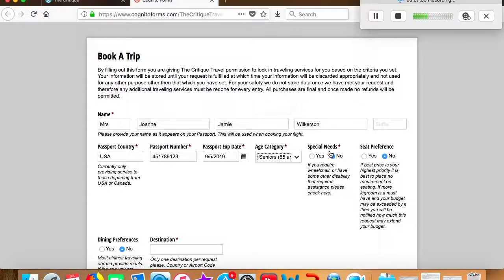So if you have special needs, this is very important. You must fill this out and let me know. If you have special needs, such as a requirement for wheelchair or have some other disability that requires assistance, you want to check that here so that when you get to the airport, those things can be provided for you. Okay, so if that's you, click yes. If not, stick with no.